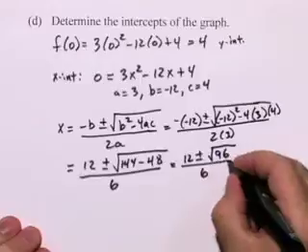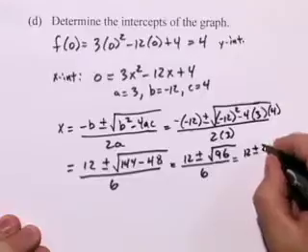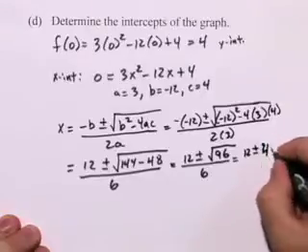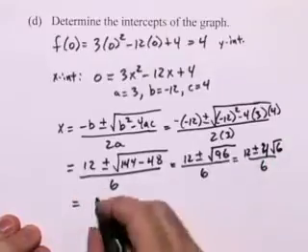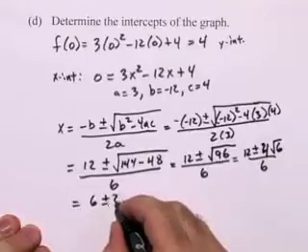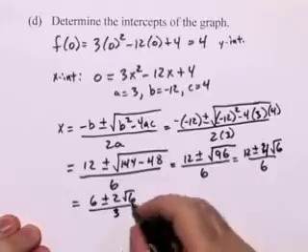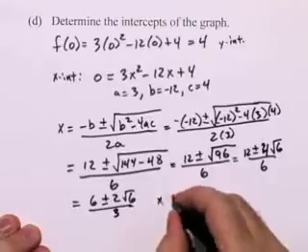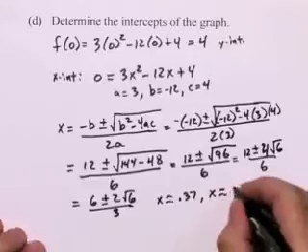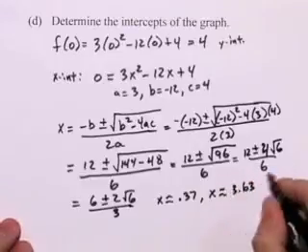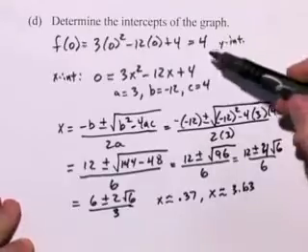We can simplify this radical. We'll get 12 plus or minus 4 root 6 all over 6. We can cancel a common factor of 2, which will give us 6 plus or minus 2 root 6 all over 3. Now, if we put this into our calculator to get approximate values, we'll get x is approximately 0.37 and x is approximately 3.63. So our two x-intercepts are roughly 0.37 and 3.63, and our y-intercept was 4.